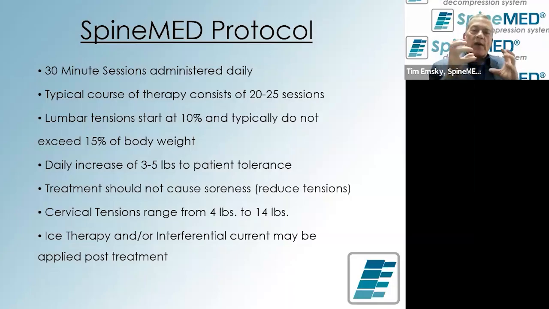And so we gradually increase. The protocol with SpineMED is very subjective. It's based on the patient's response. We never cause discomfort. We always make it comfortable and suitable to the patient subjectively. Cervical is very, very low tensions as well. Typically, we start females at 4 pounds, males at 5 or 6 pounds. Females, typically you don't get above between 6 and 11 pounds, depending on their musculature and size. Males, typically 8 to 15 pounds, depending on their size. If you have an NFL football player, of course, they're going to be a little bit higher than the regular.